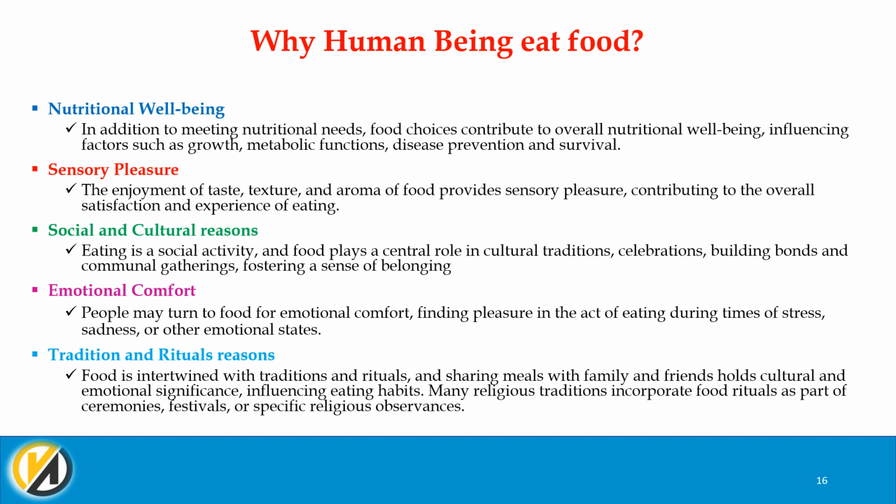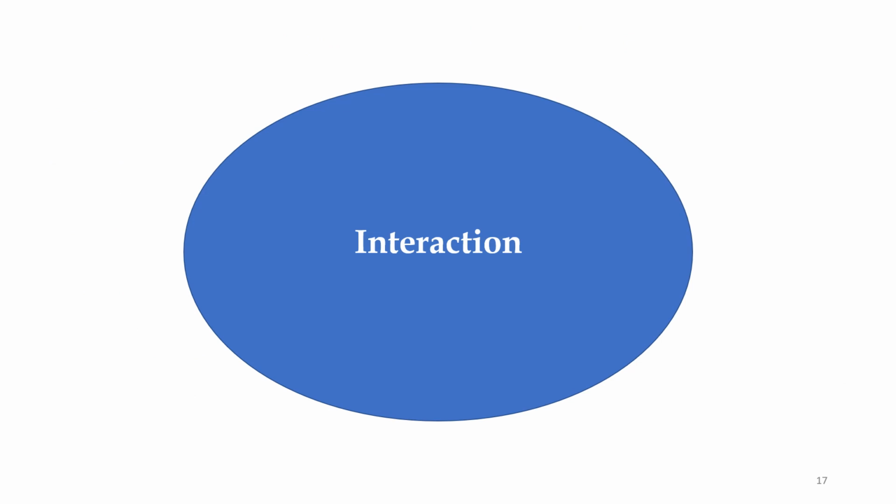So all these reasons will affect the food consumption patterns of an individual or a community or society or maybe nation as well. So when we are considering food and nutrition recommendations or dietary guidelines, all these reasons have to be taken into consideration. Having said that, let us discuss food and human interaction.